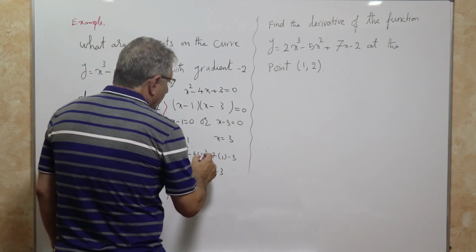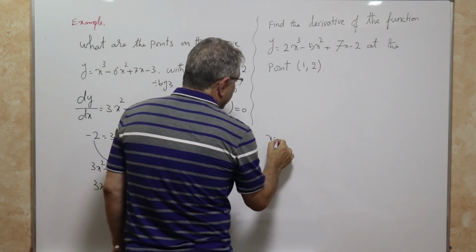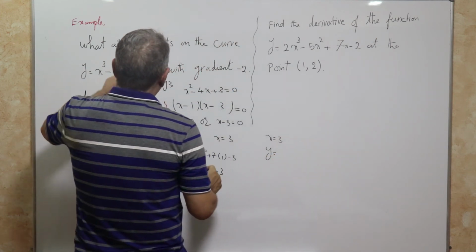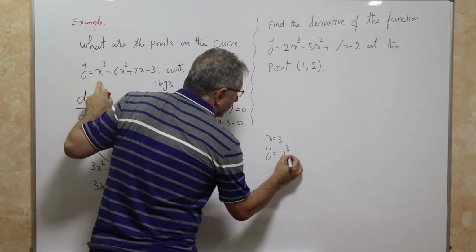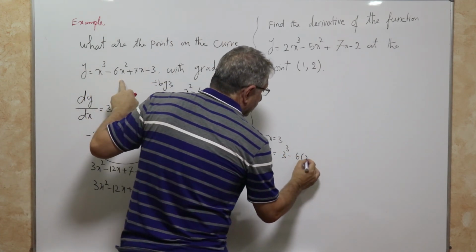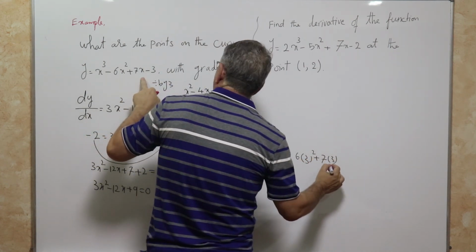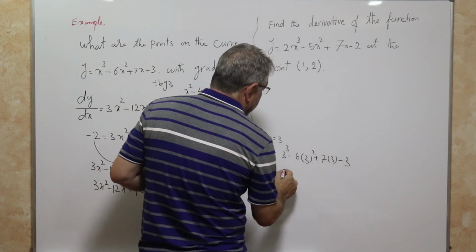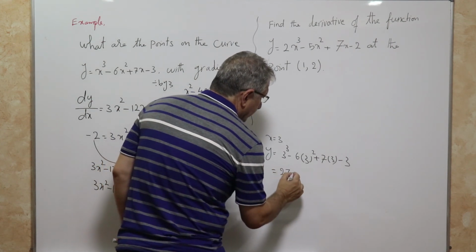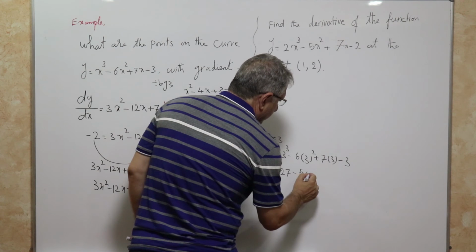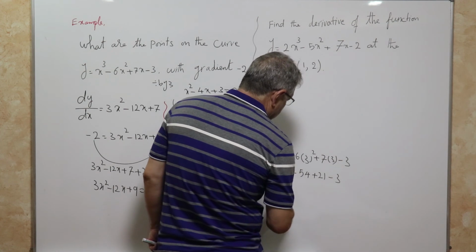To find the other point, we know that x is equal to 3. To find y, substitute it here. Therefore you are getting 3 to the power of 3 minus 6 times 3 to the power of 2, plus 7 times 3 minus 3. You can put it in a calculator and get the answer. This is 9. Oh, sorry, this is 27. This is 27. This is minus 54. And this is 21. And this is minus 3.